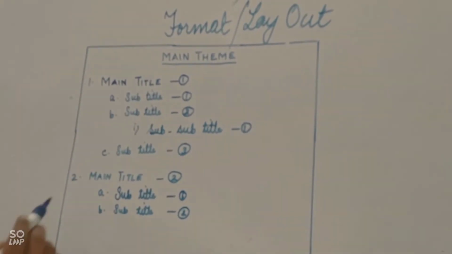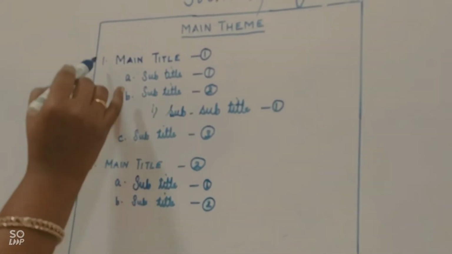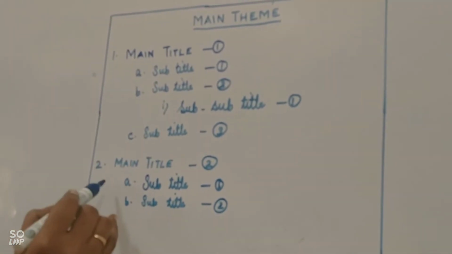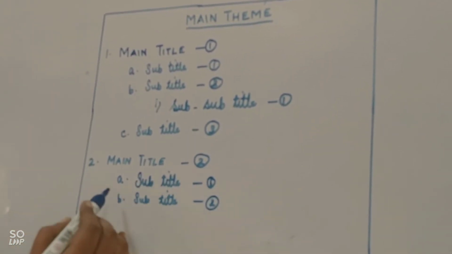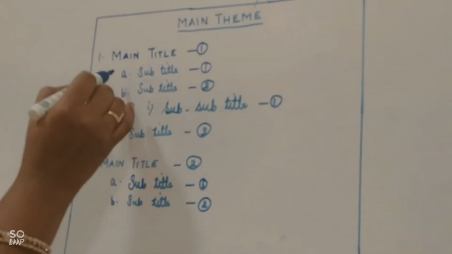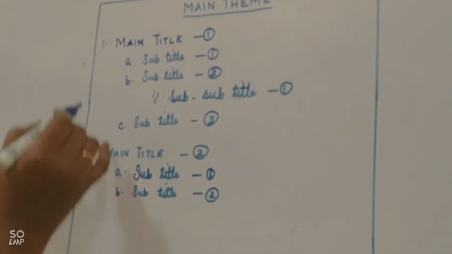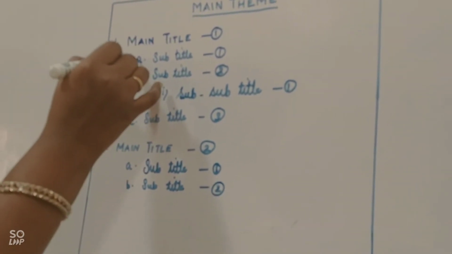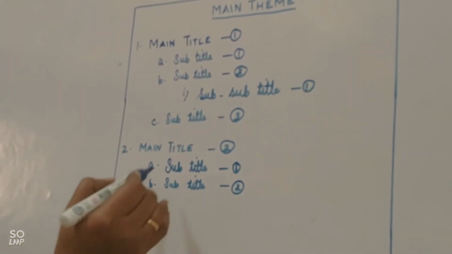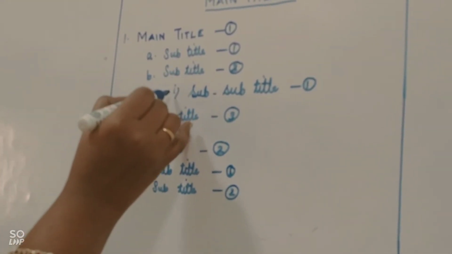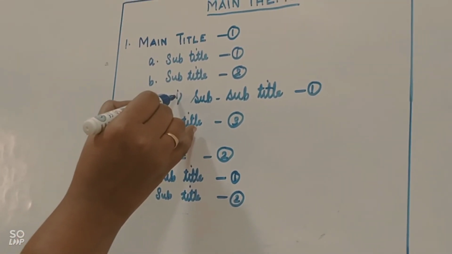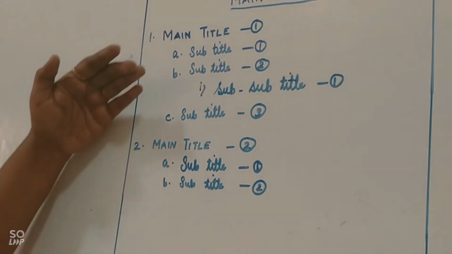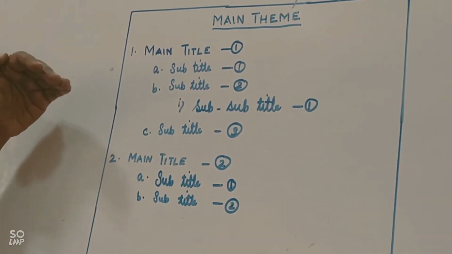So the second main title has to be numbered like this, and see the subtitles in the same line. Main titles are arranged in the same line. Subtitles are arranged in the same line, and the subtitles come like this. So this is how you have to arrange the notes.